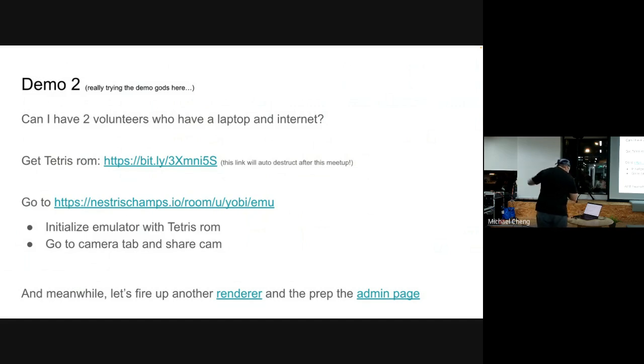You guys need to go to this URL. Oh, I should have sent you this. Hang on a second. Yeah, Nestris room, that's UOB without the N, UOB, yeah, and then EMU. Yeah, slash EMU. Okay, it's coming. Then that's it. Refresh.